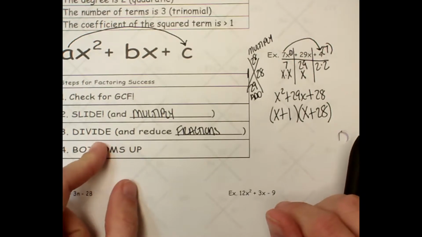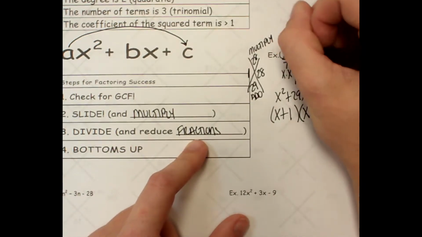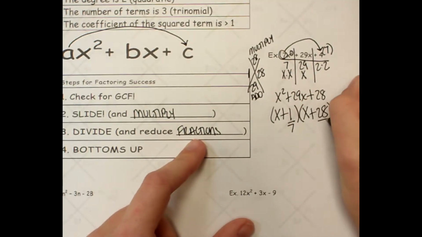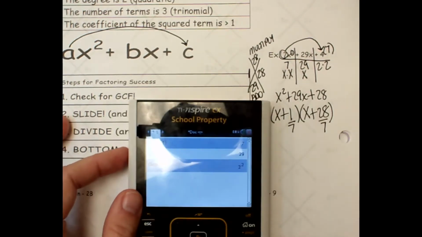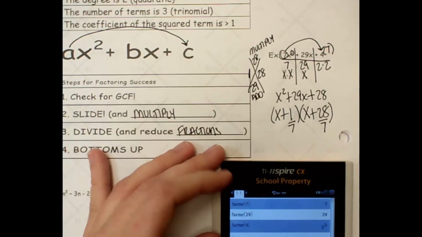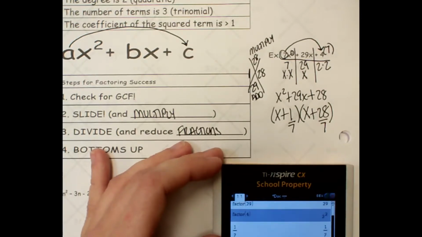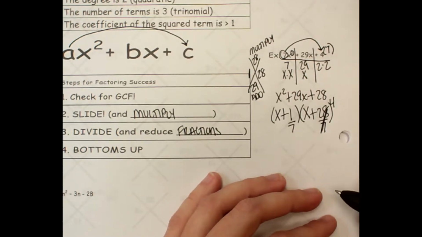Step 3, you're going to divide and reduce your fractions. What does that mean? You're going to divide by that number in front. So I'm going to divide both sides by 7. Now 1 over 7, we can try simplifying in our calculator. 1 divided by 7 is just 1/7. What about 28 divided by 7? That reduces to 4. So this fraction goes to 4.